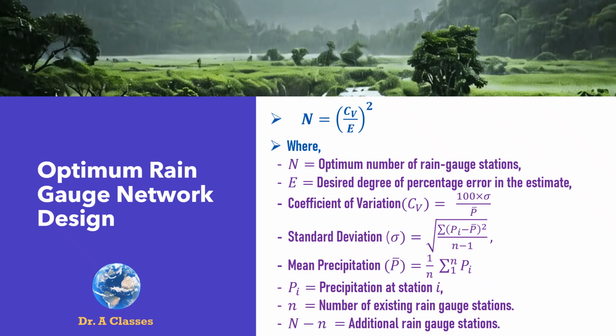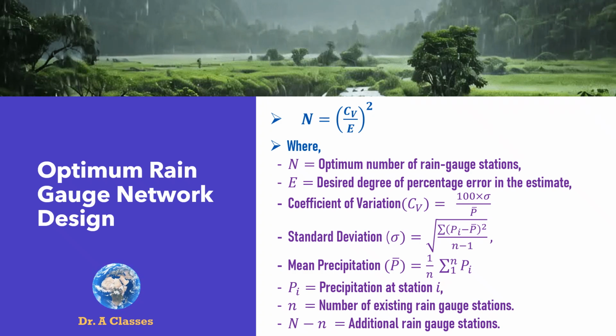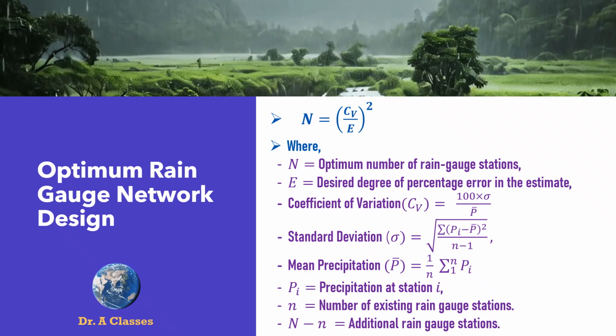The optimum number of rain gauge stations, N, is calculated from the mean areal depth of precipitation using the simple arithmetic average method. The formula helps calculate N based on two critical factors: the coefficient of variation, CV, of the existing rainfall data, which indicates how much the rainfall varies across your current stations, and the desired percentage error, E.